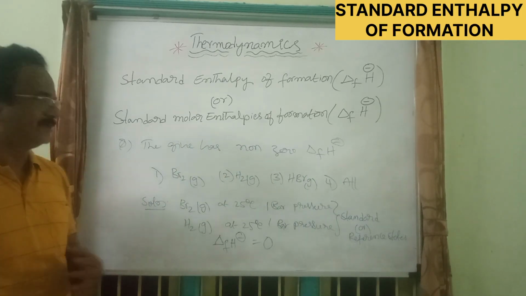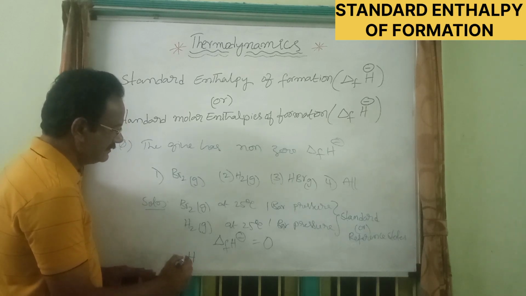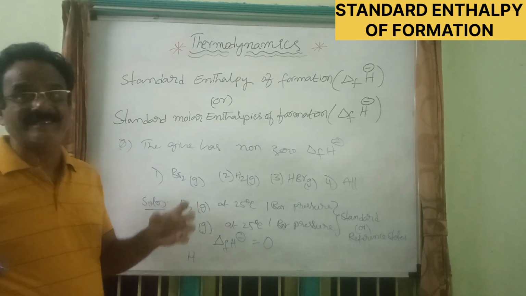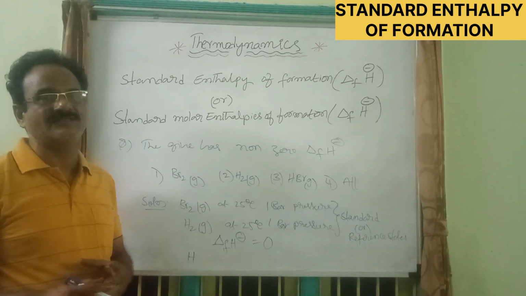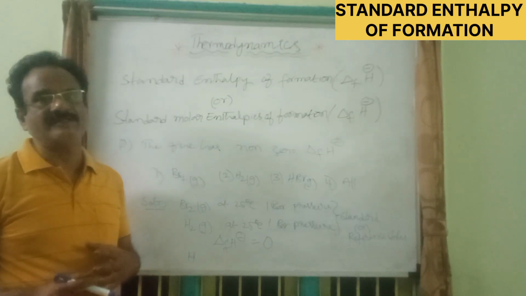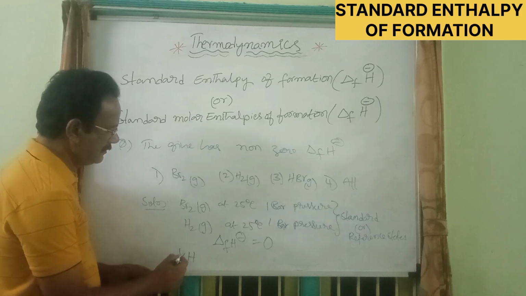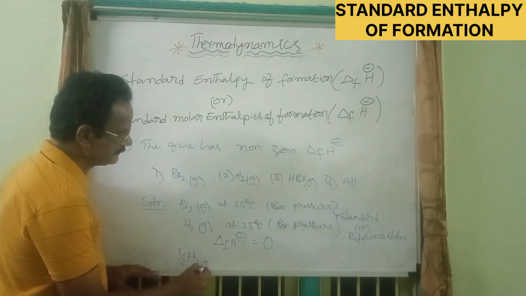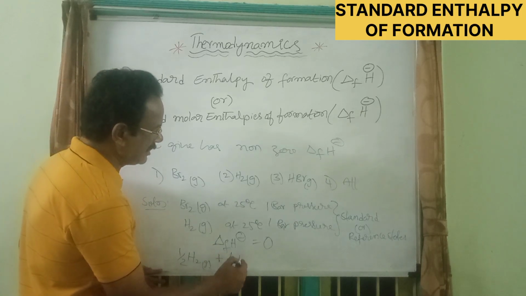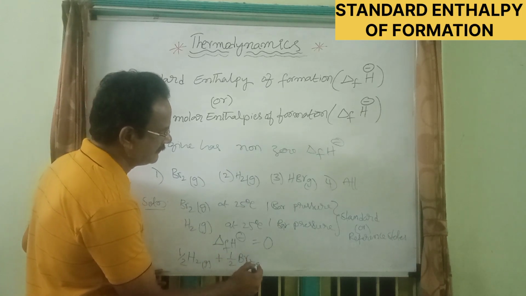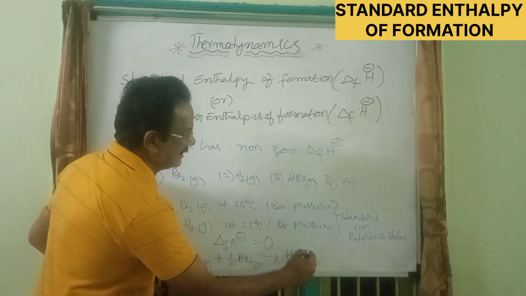Is it clear? So here HBr is not in standard state and it is not an element, it is a compound. HBr is formed by the reaction of half mole of H2 and half mole of Br2. Let us see how HBr is formed. Half H2 gas plus half Br2 gas gives rise to HBr gas.